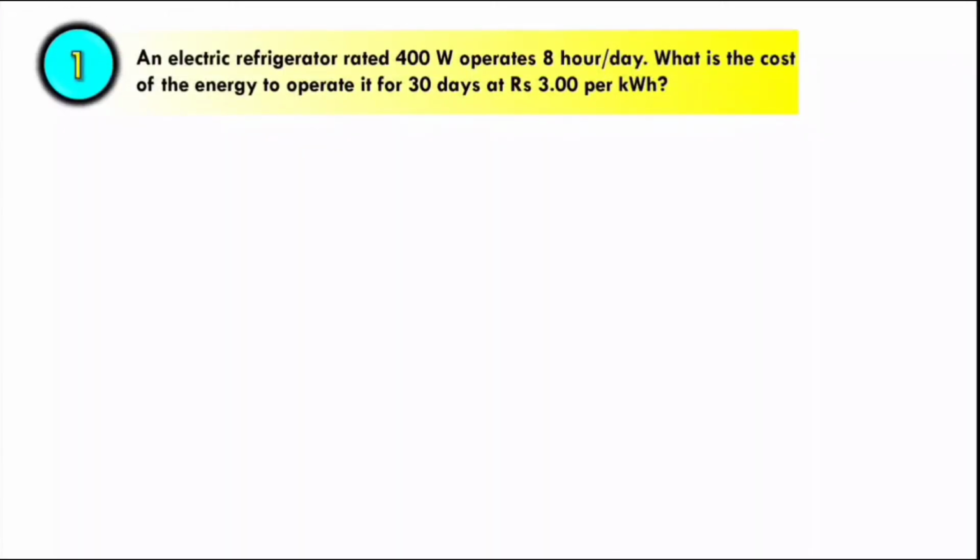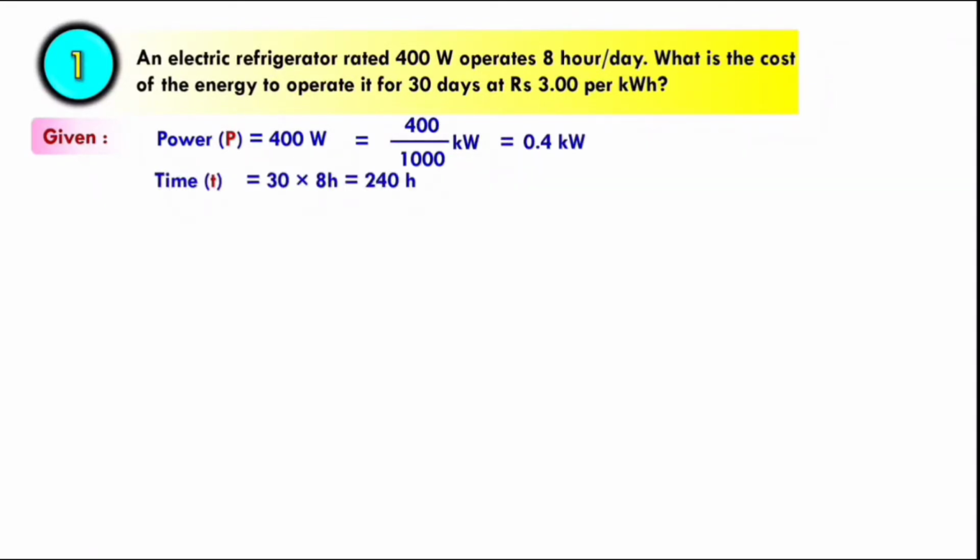An electric refrigerator rated 400 watt operates 8 hours per day. What is the cost of the energy to operate it for 30 days at rupees 3 per kilowatt hour? Write the given values. Power is given, that is 400 watt. We have to convert it into kilowatt. 400 divided by 1000 gives 0.4 kilowatt. Time is already given in hours, but for 30 days we have to multiply: 30 into 8 hours equals 240 hours. The cost per kilowatt hour is rupees 3.